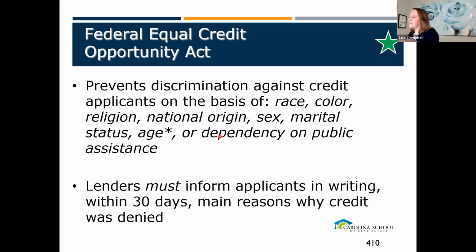If the applicant can't get loan approval, the Federal Equal Credit Opportunity Act requires the lender to inform the applicant in writing why that loan was denied. They have 30 days to provide that. And again, the reason why better not be because of one of the protected classes. It better be because their debt to income ratio didn't work out.